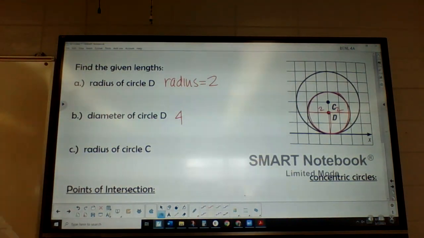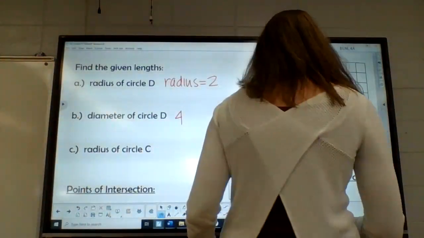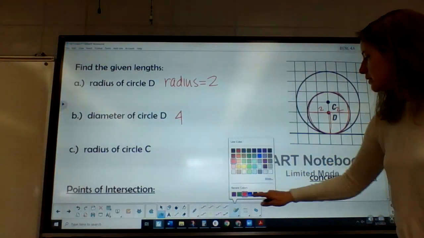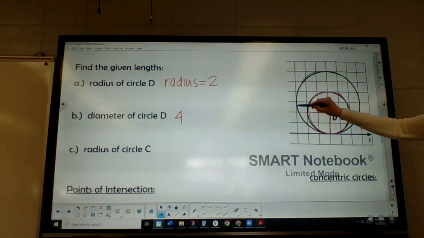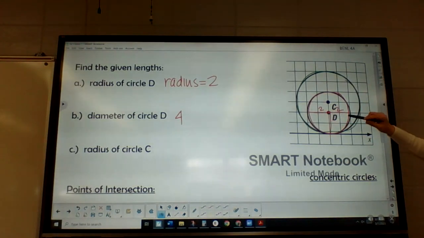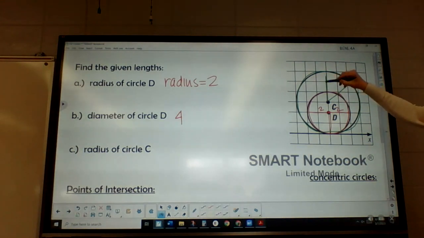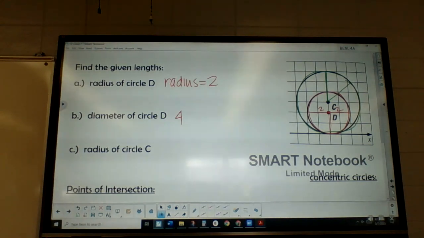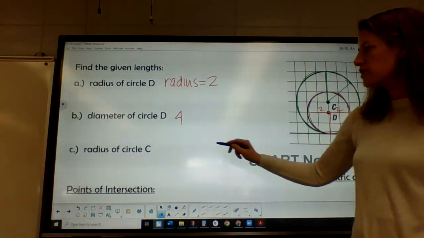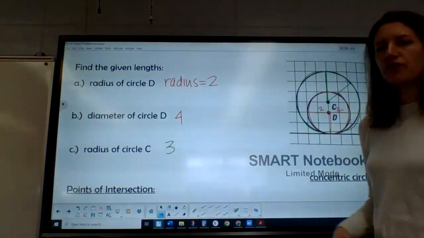And then the radius of circle C, the bigger of the two circles. So that's this one. Just be careful, you can't go diagonally, so I can't count that way. I'm just going to go straight up, straight out, or straight down. And so the radius of this one would be 3. So the diameter would be 6 if they asked for that.